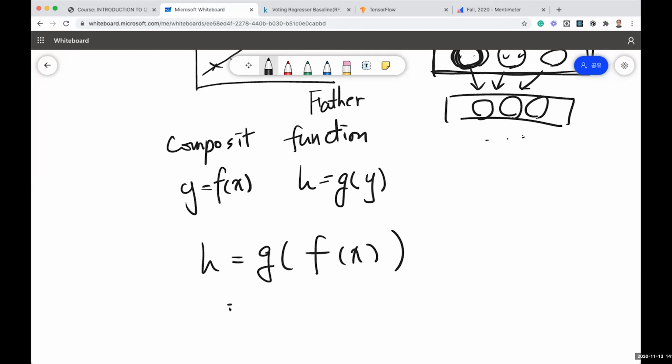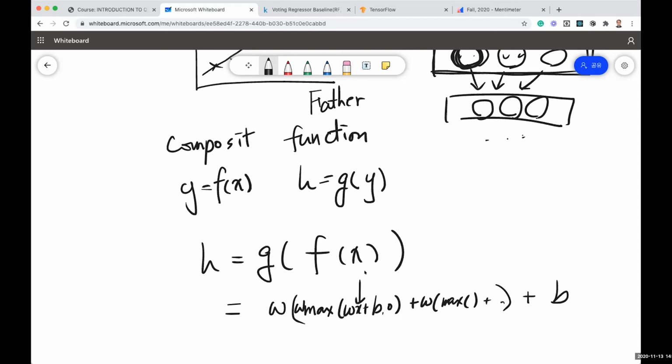So what we are trying to do is to find a certain function, say w of something plus b, and inside that something is max of w x plus b comma zero, plus, of course, there is another w and another w and max of something plus something. And inside this x, there is another composite function, and inside the x, another composite function. So you cannot do it analytically.